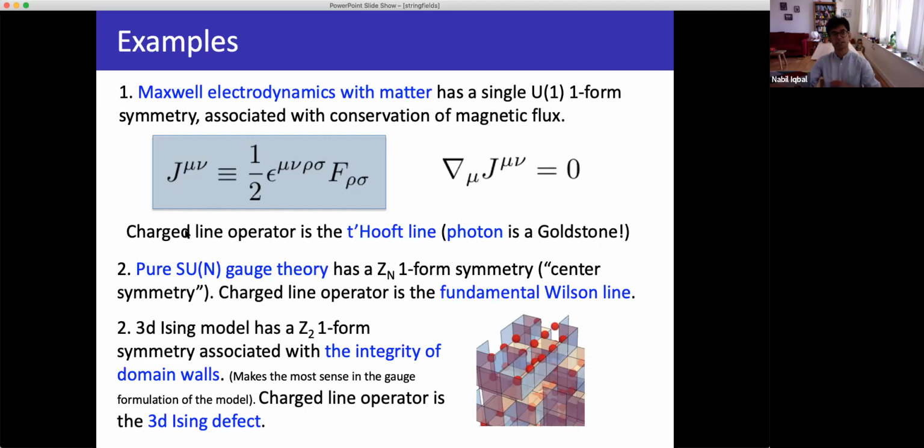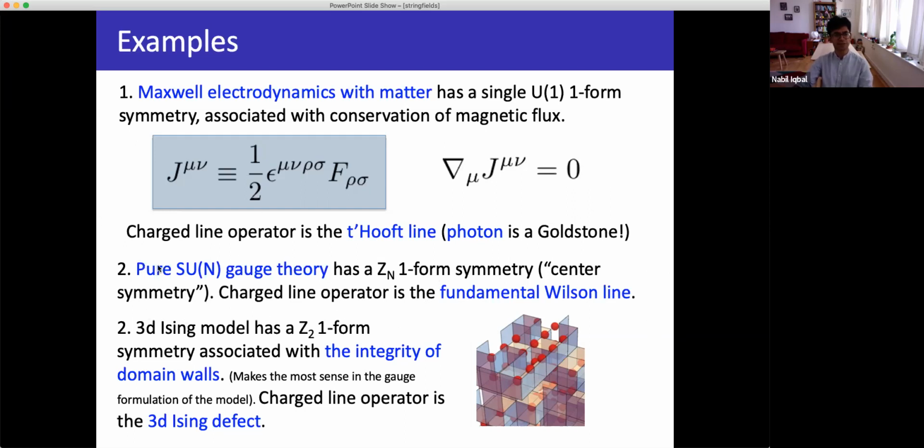All right. Okay, so next up, you might be interested in gauge theory. Pure SU(N) gauge theory has a Z_N one-form symmetry, which is the so-called center symmetry of gauge theory. You've probably heard of this. The modern way to think about this is that this center symmetry is a Z_N one-form symmetry, and the charged line operator is just the fundamental Wilson line in the gauge theory, all right? And this is, again, a very well-studied thing, but it was organized in this context in this nice paper I mentioned by Gaiotto, Kapustin, Seiberg, and Willett.